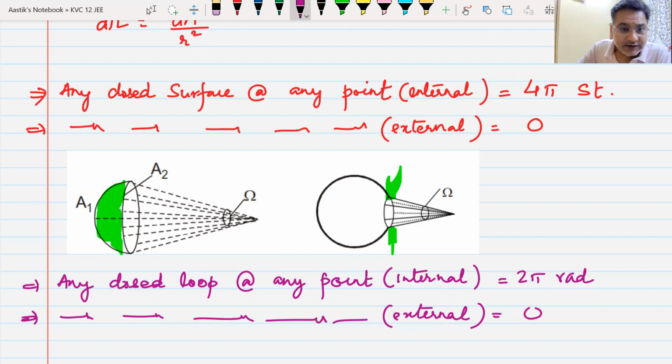Okay. Now, why have we spent so much time on this? Because you will have to remember a result. And what is the result that you will have to remember?